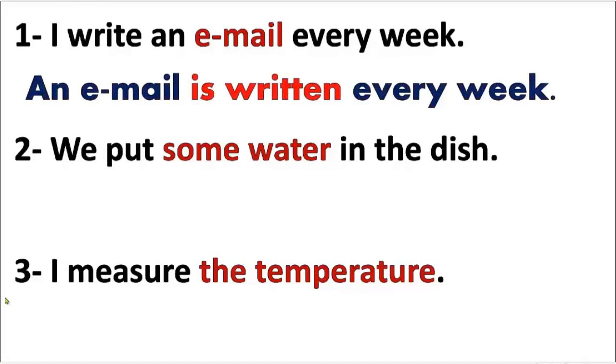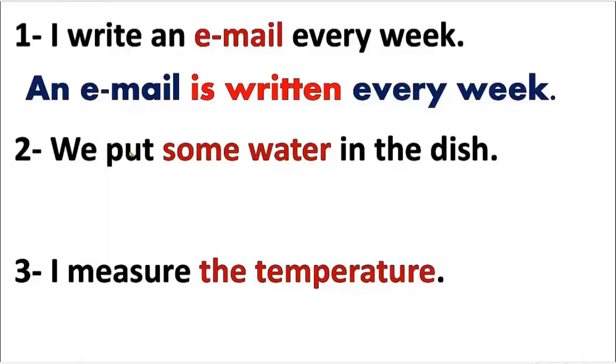Number 1. I write an email every week. To change this sentence from active into passive, we will start with the object. An email. Now we put the third form of the verb, write. It's written. An email is written every week.